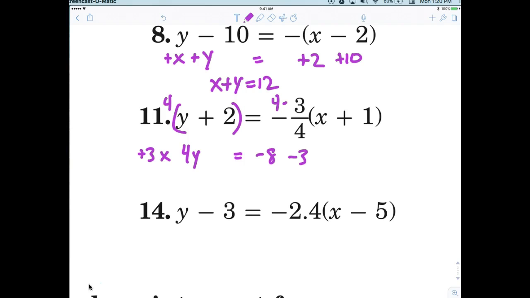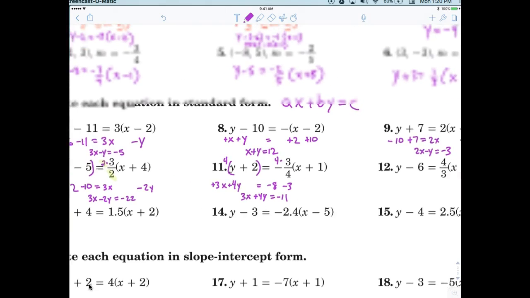x and y. Now, our answer: 3x plus 4y equals negative 11. Everybody good with that? Everybody good? All right, let's continue on.